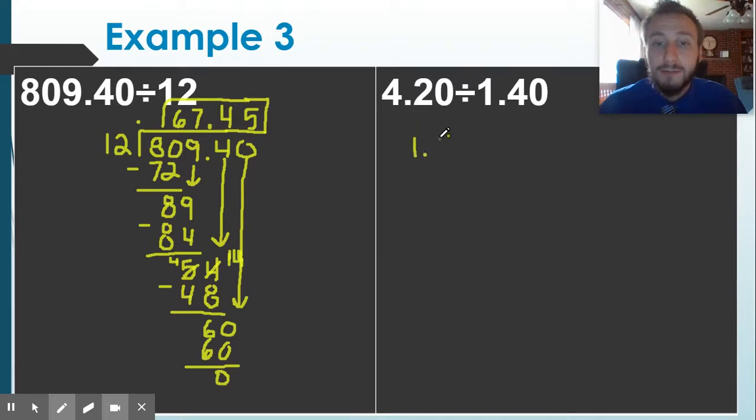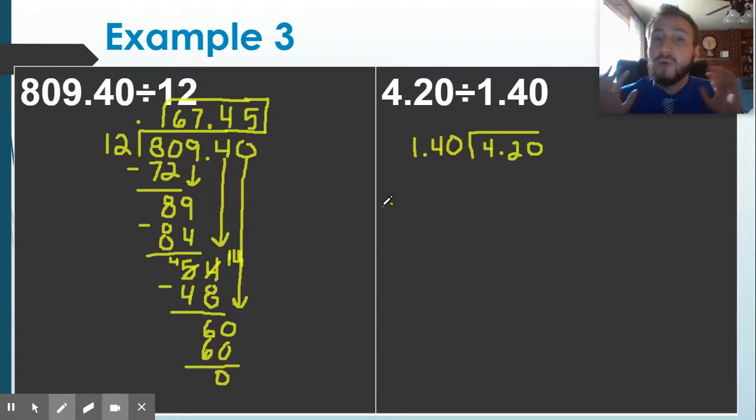So we have 1.40, and we want to put our dividend on the inside, 4.20. Okay, so we can't divide like this. The reason we can't is because when there are decimals in the divisor, it's very hard to tell, well, 1.40 times what gets me really close to 4.20, right? It's not very easy to understand. So here's what we do.